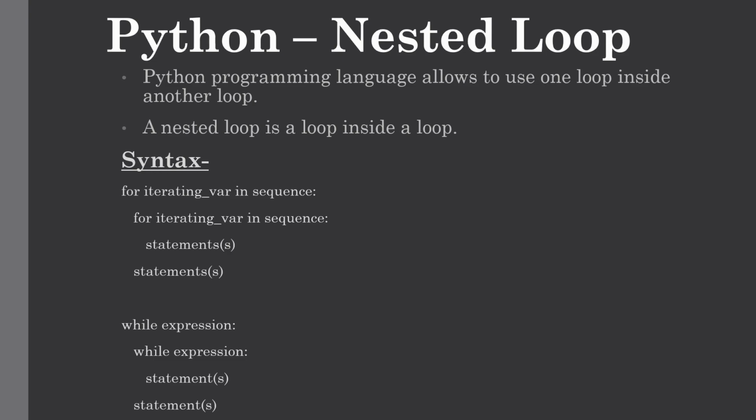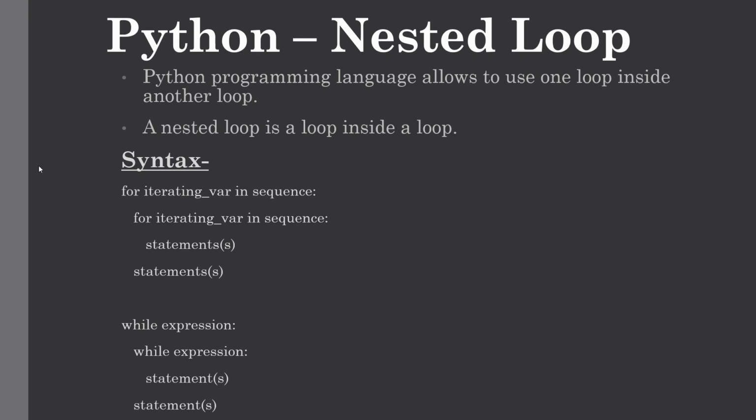A nested loop is nothing but a loop inside a loop. Python programming allows us to use one loop inside another. The inner loop will be executed one time for each iteration of the outer loop. This is the basic syntax of how to use a nested loop.